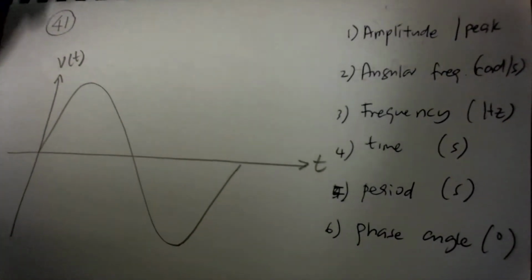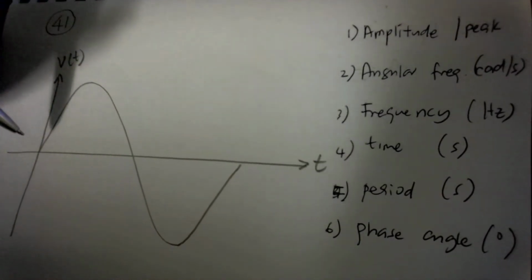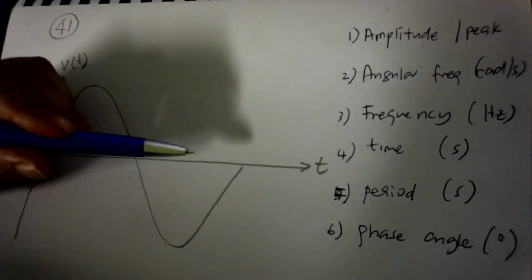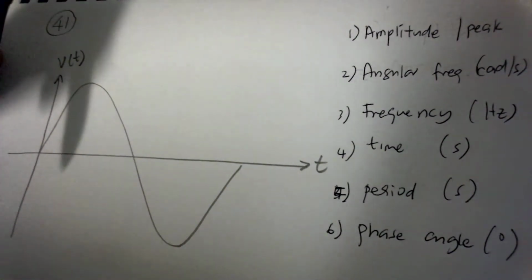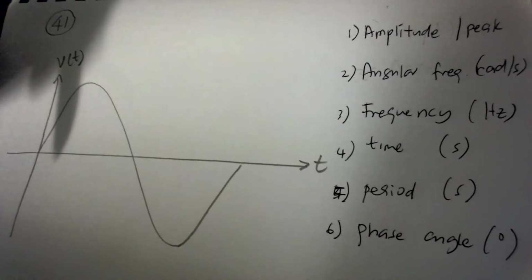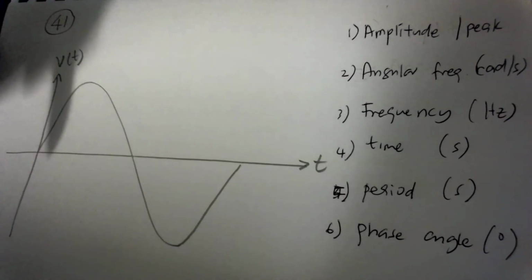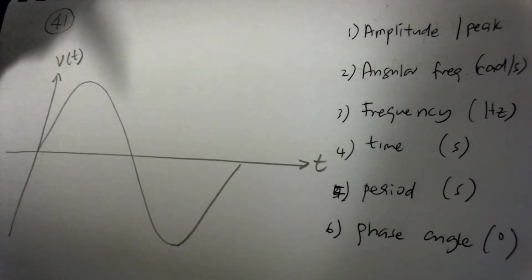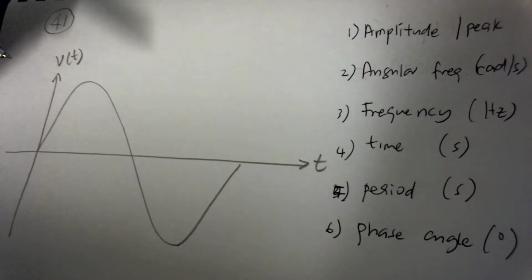Okay, good morning everyone. This one is the waveform of an AC signal. This is a sine wave. When we are required to write an expression for a signal, it can be a mathematical expression, which is what I'm going to do in the next two videos. This is the first way we can write the mathematical expression.